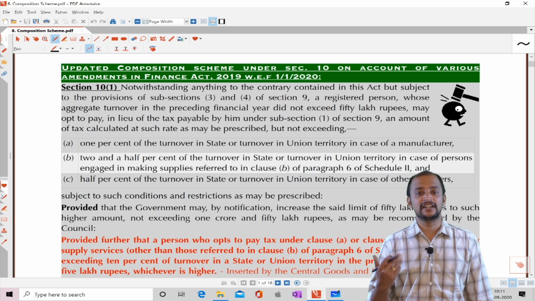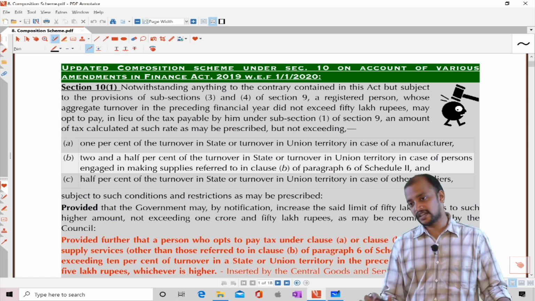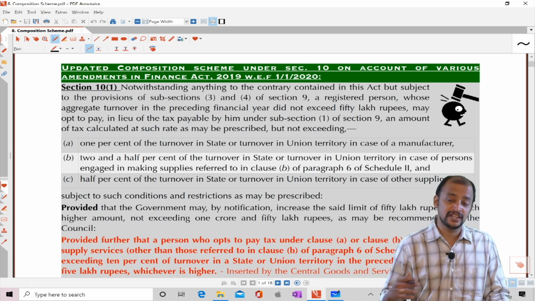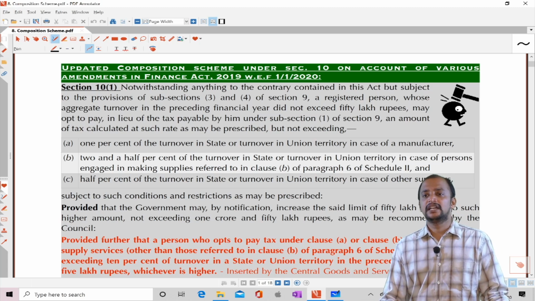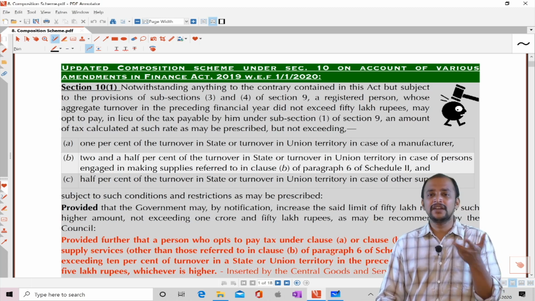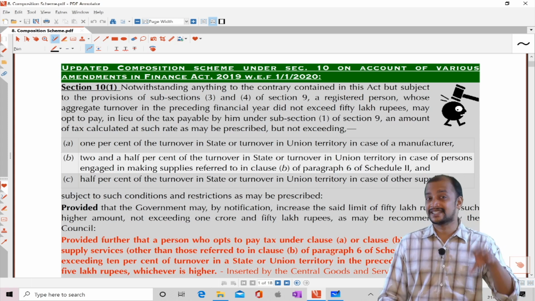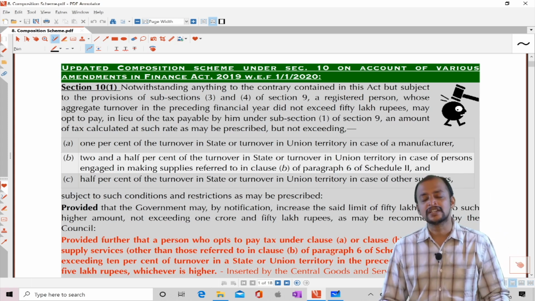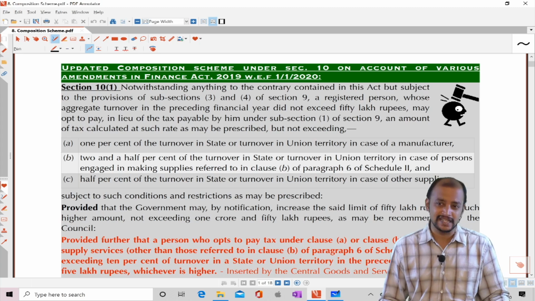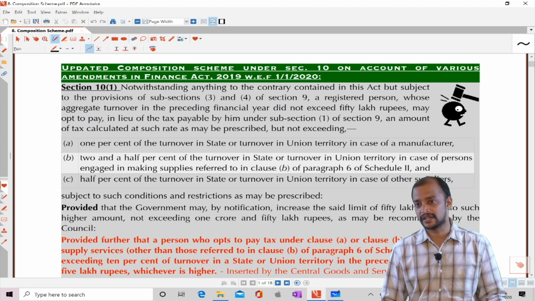It does not mean it completely got changed. It is the same thing. There is no change in this scheme as such, but there were a lot of inconveniences in doing the computation and understanding. There were many confusions, so they have weeded out those confusions. That is the advantage of these amendments whatever they have made.